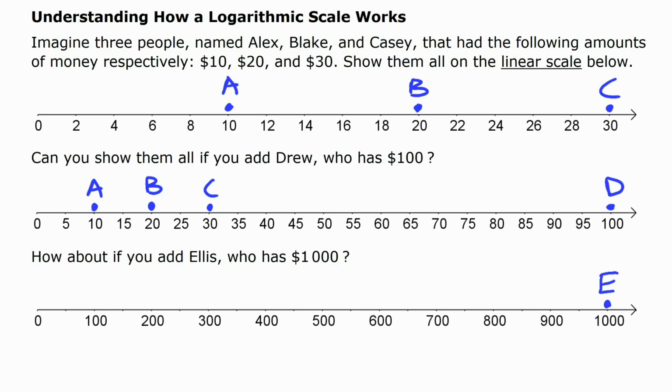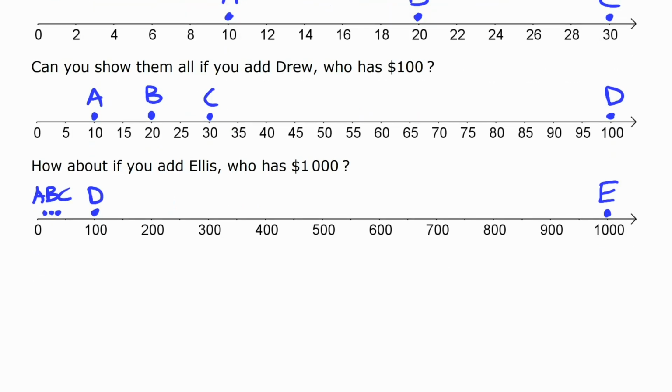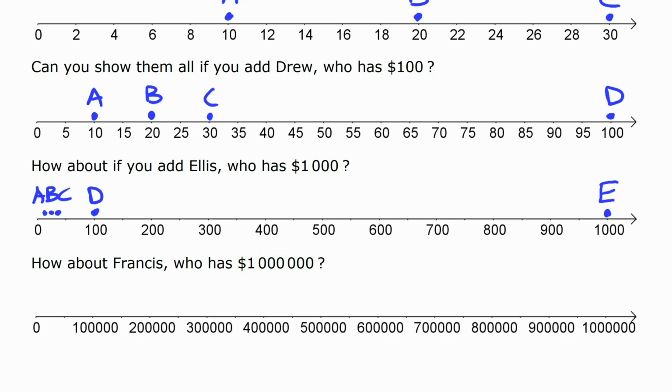And representing the others, well, if that's 1,000, then each step on the scale here is 100, and that is where Drew is. And then the other three, if this is 50 here, are all going to be down there near the beginning of that scale. And now if we continue this and we add one more person, Francis, who has $1 million, and we want to show this person on the same scale, well, the scale has to go up high enough. It has to have 1 million at least at the top, and that's where Francis is.